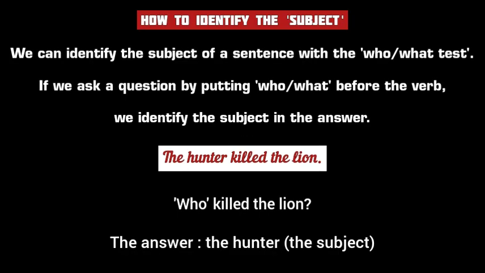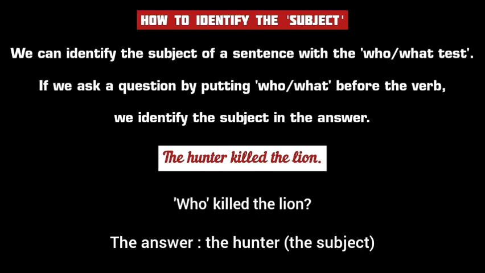Now we have who or what test to identify the subject in a sentence. If we ask a question by putting who or what before the verb, we can identify the subject in the answer. For example, the hunter killed the lion. Now here the verb is killed. So we are going to put who before the verb killed and ask a question. Who killed the lion? The answer is the hunter. So the hunter is the subject of the sentence. So the who and what test will identify the subject of the sentence. So that's it for the subject.